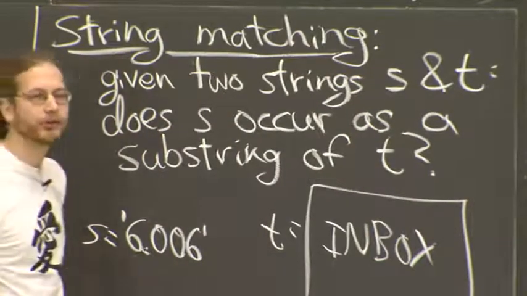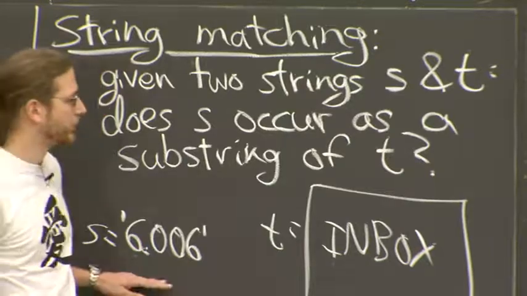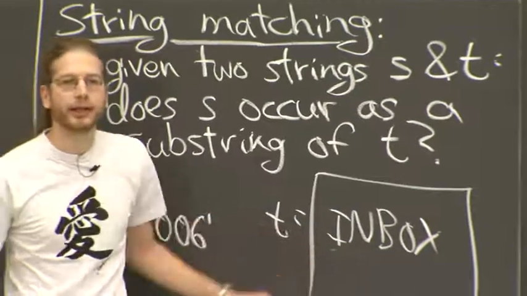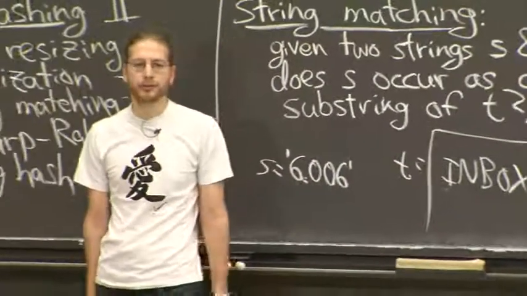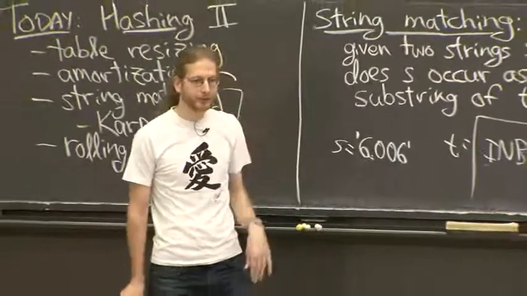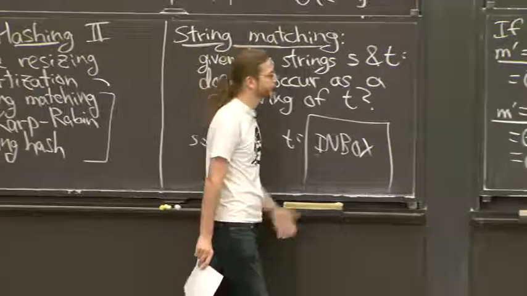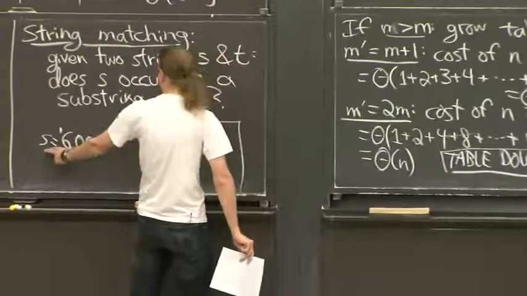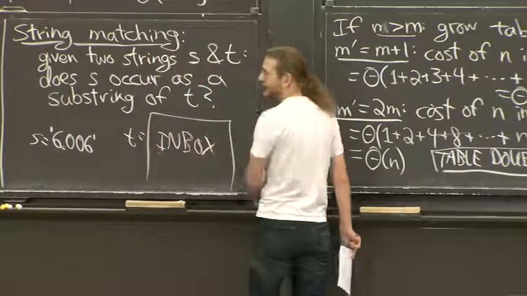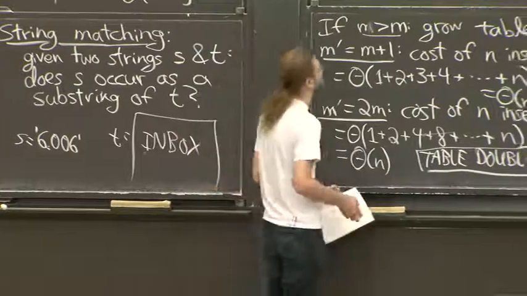What's the obvious way to search for a substring in a giant string? Yeah? Just check each substring of the right length. So it's got to be of the length of S. And there's only a linear number of them, so check each one. Okay, let's analyze that.